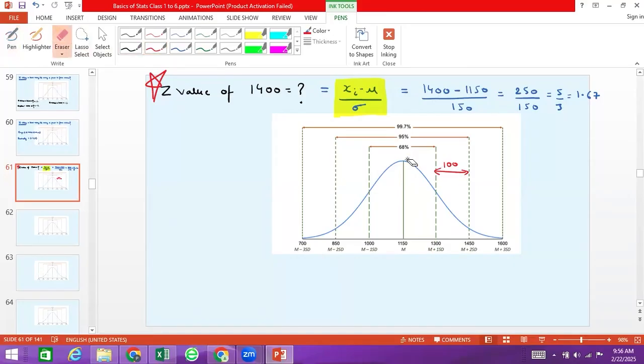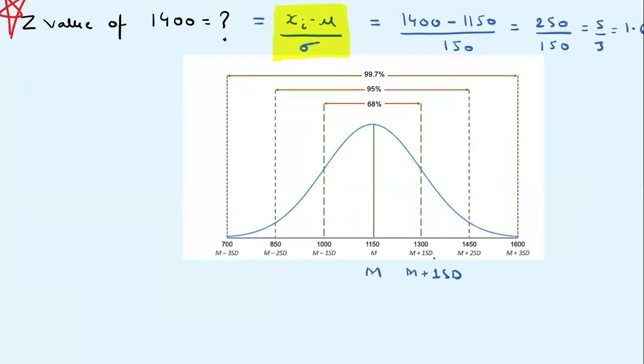This is M, the mean. This is M plus one standard deviation, SD. Similarly, mean plus two standard deviations. So this is your mean. From this mean, you are going two standard deviations. That is mean plus 300, right? That is 1450.